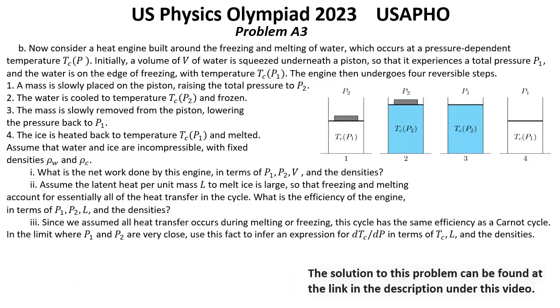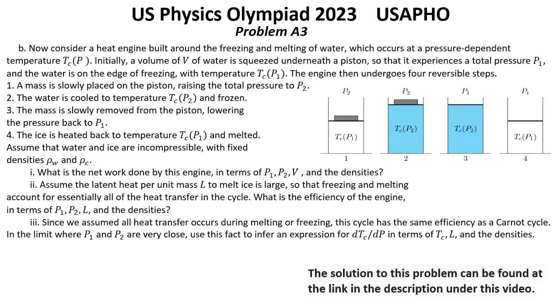Part B. Now consider a heat engine built around the freezing and melting of water, which occurs at a pressure-dependent temperature Tc(P). Initially, a volume V of water is squeezed underneath a piston so that it experiences a total pressure P1, and the water is on the edge of freezing with the temperature Tc(P1). The engine then undergoes 4 reversible steps.